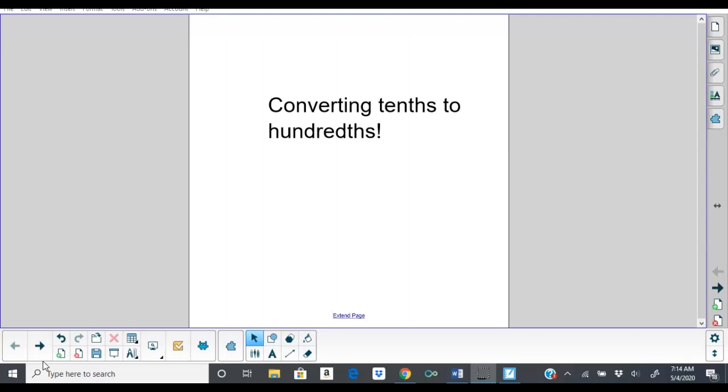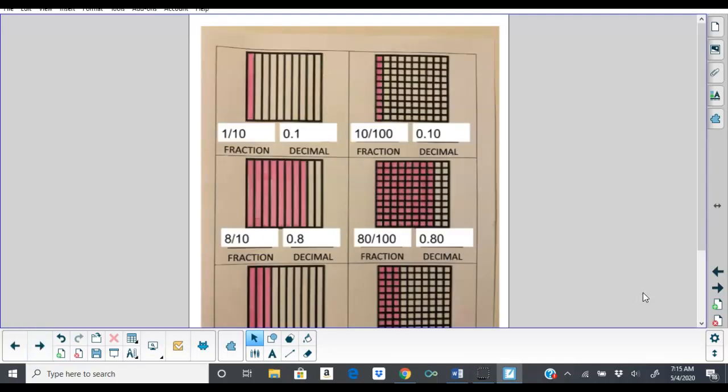Hi guys, what we're going to work on today is converting tenths to hundredths. We're going to do this with fractions and with decimals. So let's take a look at one of our assignments from last week.